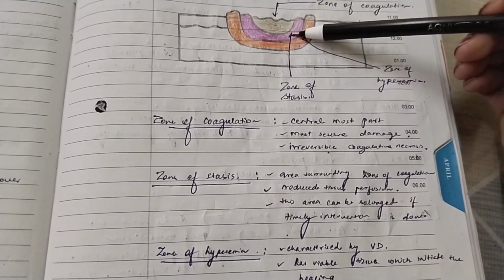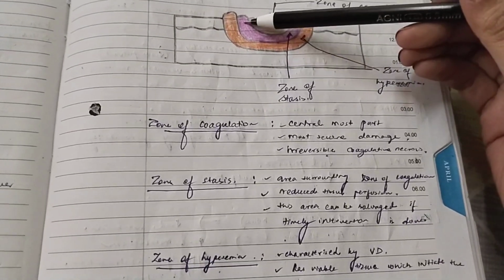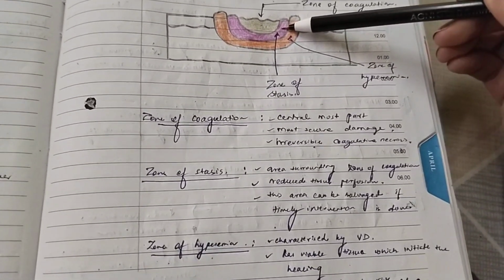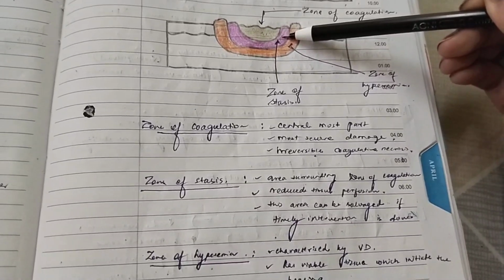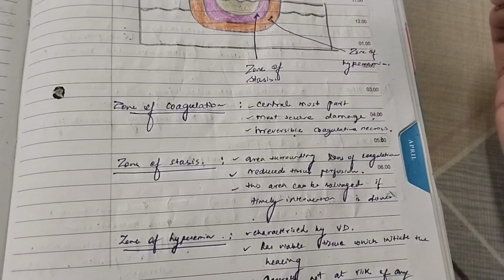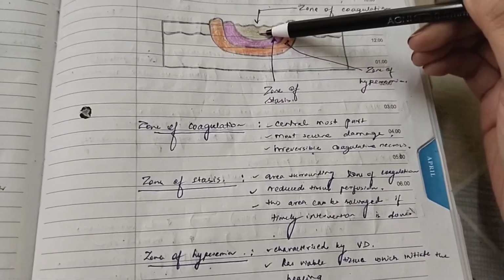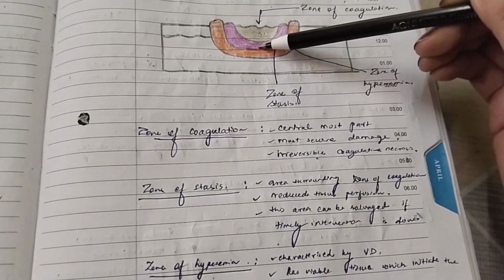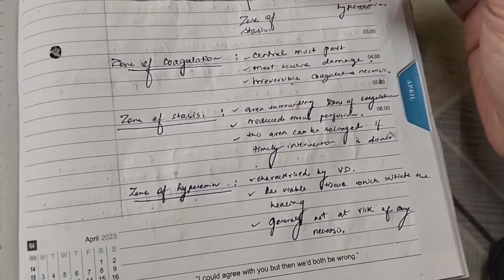Then you have the zone of stasis. Now this zone of stasis is the region that is surrounding the zone of coagulation. You can easily appreciate. Here you will have reduced tissue perfusion. That is why we say that this is stasis. And this area can be salvaged if timely intervention is done. Here irreversible necrosis has occurred, nothing can be done in the zone of coagulation. But here, if damage has not been very severe, then you can salvage this part out.